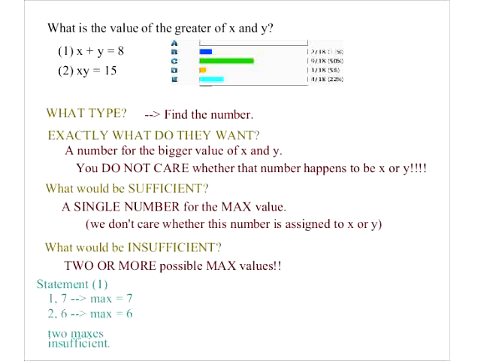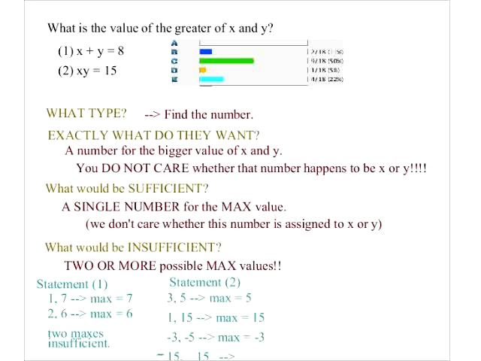Statement 2, you could also have a whole bunch. A couple of you said this was sufficient, but you can have a whole bunch of different products too. You can have 3 and 5. Max is 5. You can have 1 and 15. The max is 15. You can also have negatives. So you could even have irrational numbers. I mean, you could have square root of 15 and square root of 15.